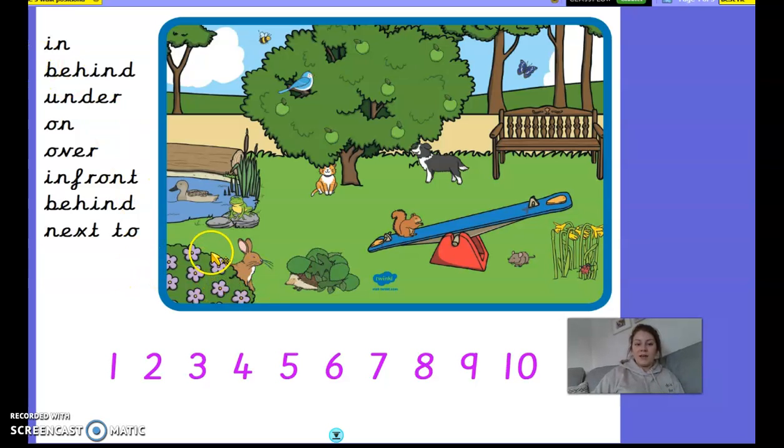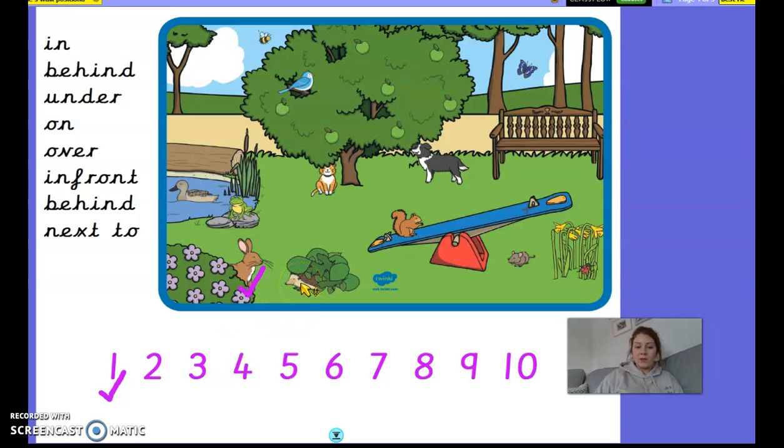Oh, I can see a bunny here. Now, where is the bunny? The bunny is behind the bush. So we've used the word behind, so I'm going to put a tick next to the bunny, and I'm also going to tick the number 1 because we found one animal. Okay, can you see any others?